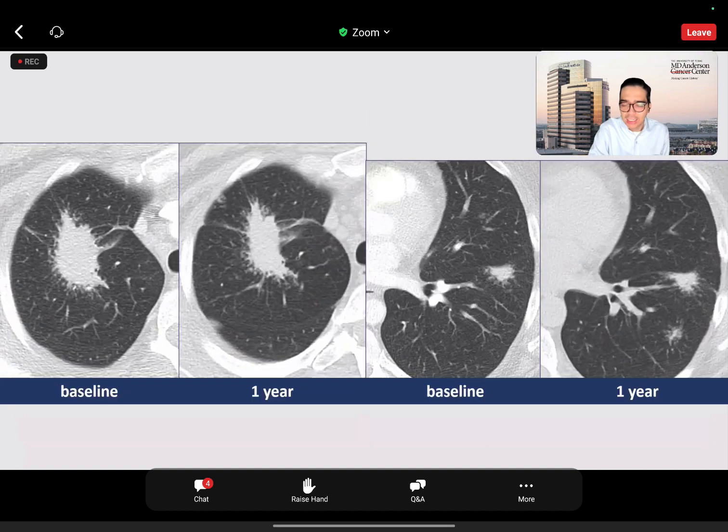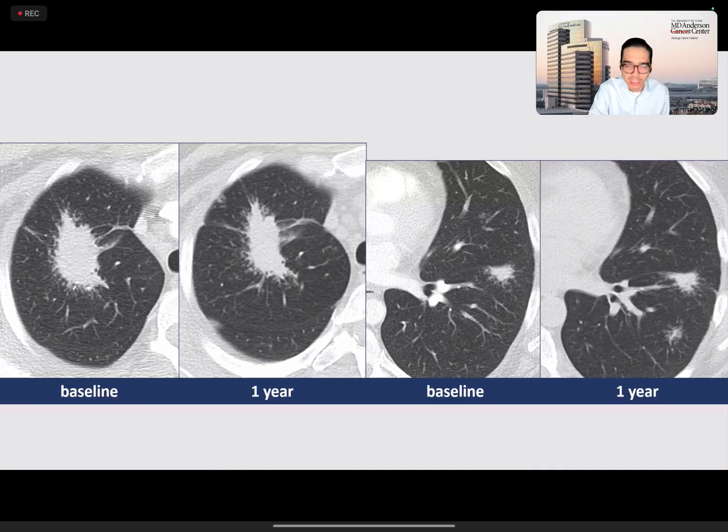Now, what does that have to do with chronic airspace disease? Well, sometimes those tiny little nodules can coalesce into a larger, what appears to be a mass-like consolidation. So in this case, you could see that this mass or consolidation is chronic. It has been there for at least a year, probably longer. And on the left side, there's another conglomeration of nodules here that is stable for a year.